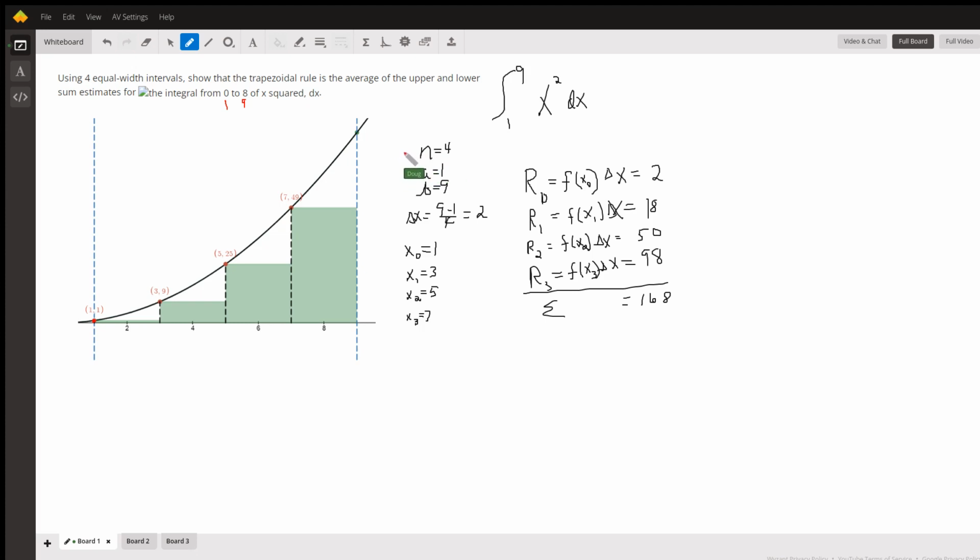That's right here. The left-hand endpoint is 1. The right-hand endpoint is 9. So each delta x is 2 in length. That's what the bases of these rectangles are.